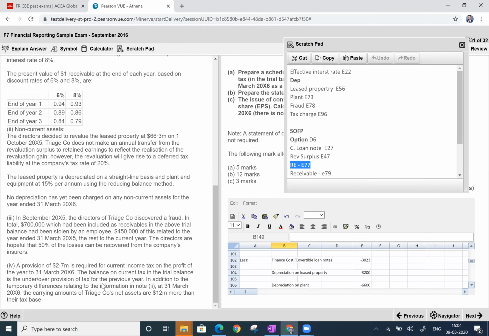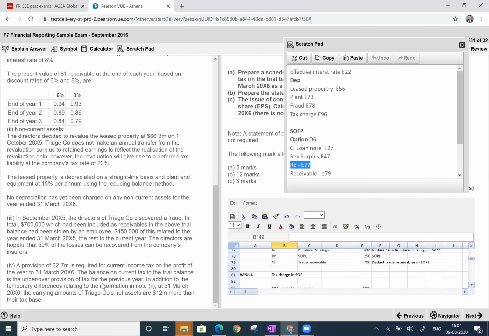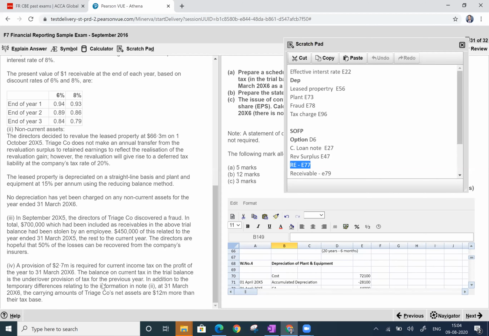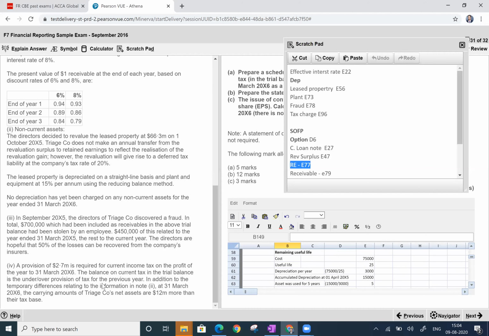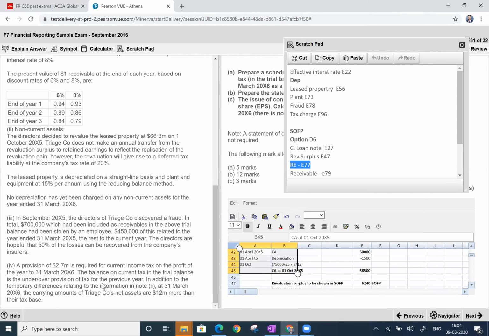I'm going to show you two ways you can do this. How much is your revaluation surplus? Go up. Revaluation surplus E47. Revaluation surplus 6240. So definitely there is a difference.